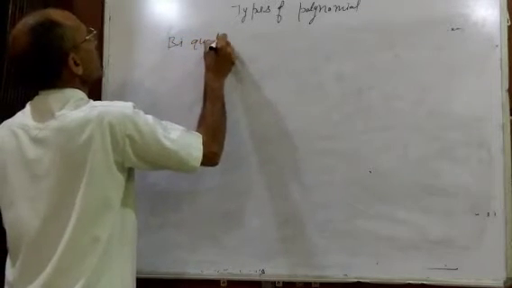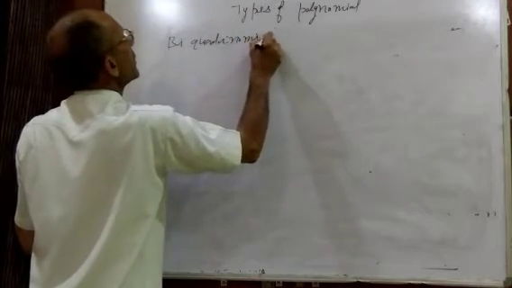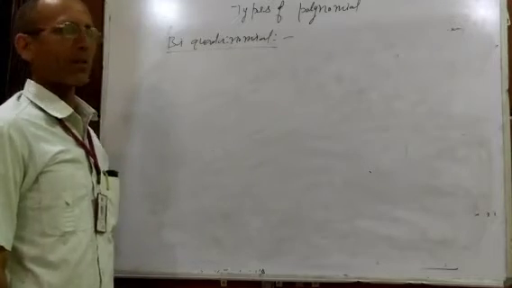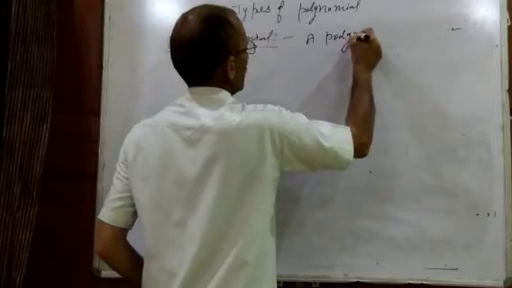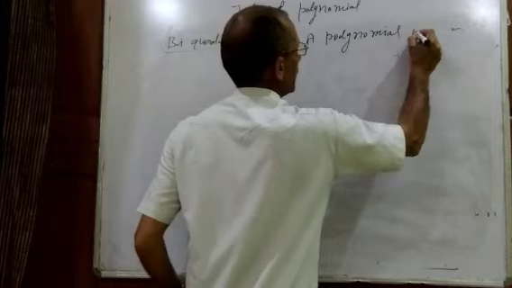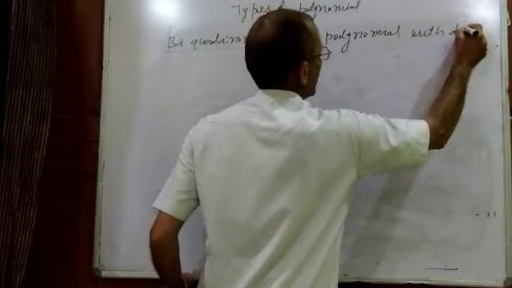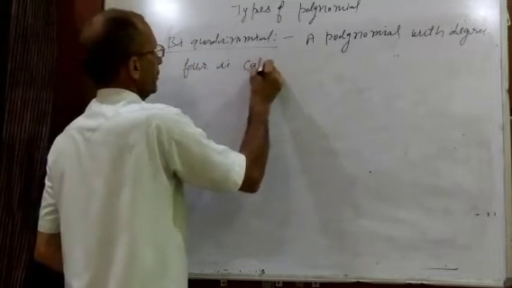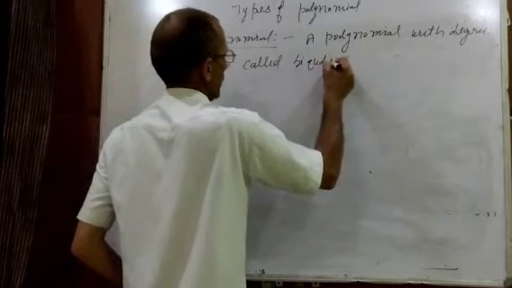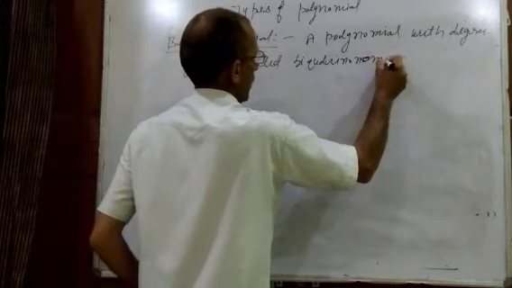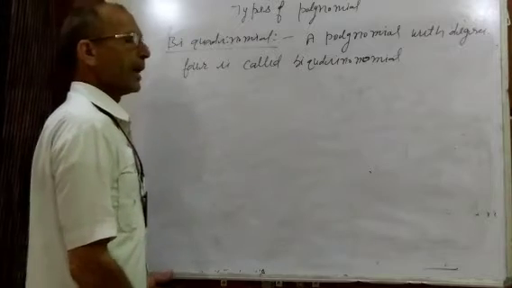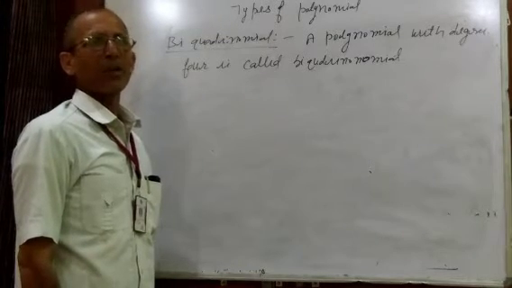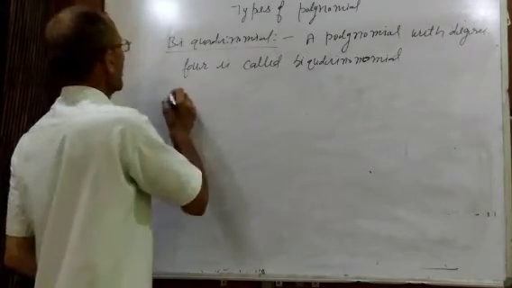Fourth is the biquadrinomial. A polynomial with degree 4 is called a biquadrinomial. A biquadrinomial may have one, two, three, four, or five terms.